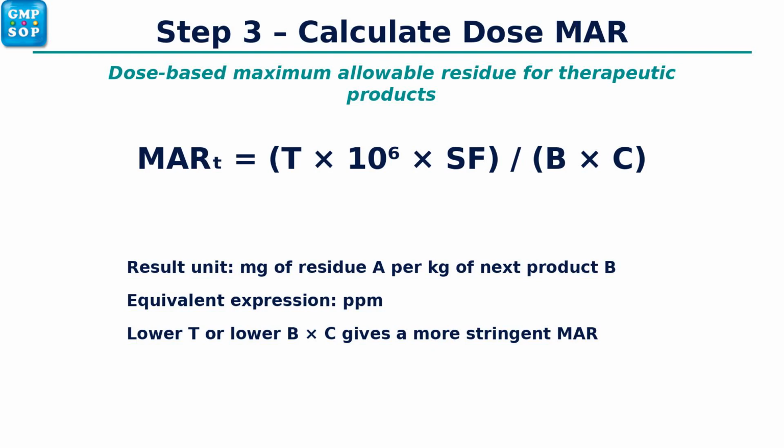Step 3 is to calculate dose MAR. The formula is MAR-T equals T multiplied by 10 to the power of 6, multiplied by the safety factor, divided by B multiplied by C. The result is expressed as milligrams of previous product residue per kilogram of the next product. This is also expressed as parts per million. A lower therapeutic dose or a lower daily intake of the next product usually results in a stricter MAR.